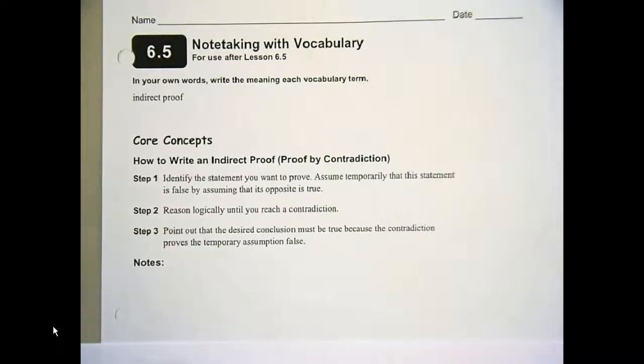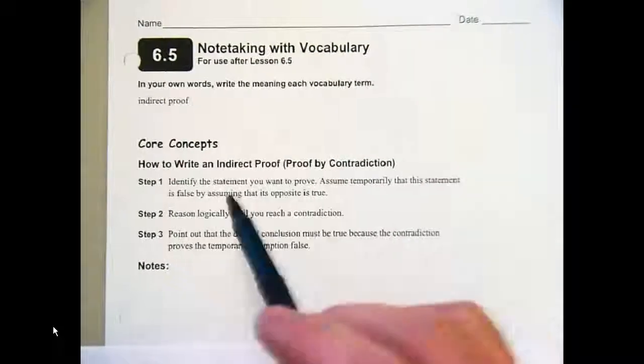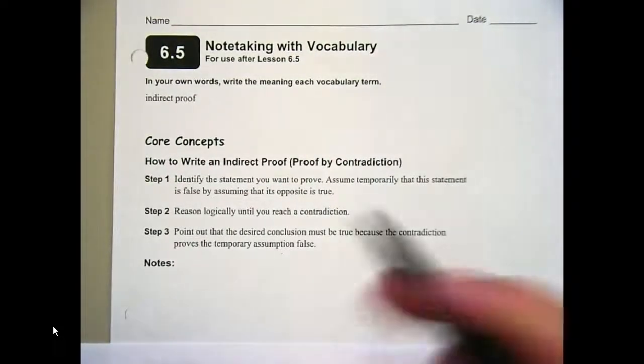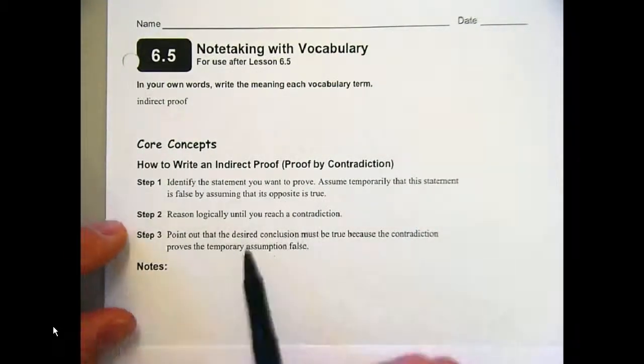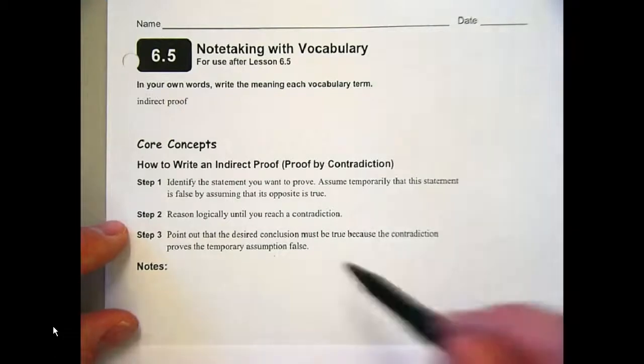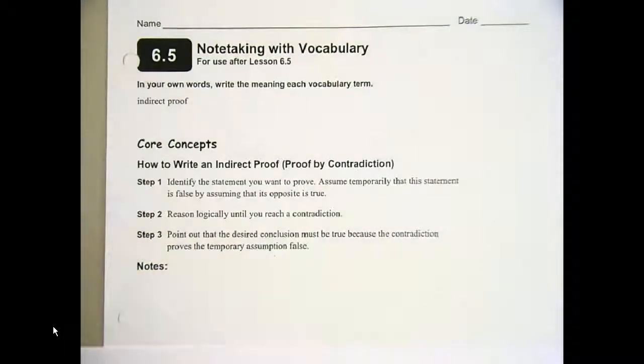And then we're going to prove a contradiction in that. As long as we can come up with one statement that contradicts it, then we can prove that what we're trying to prove is true. It's kind of a weird way of going about things, but reason logically until you reach a contradiction and point out the desired conclusion. So these are our 3 steps. We're going to work through one of these right now.